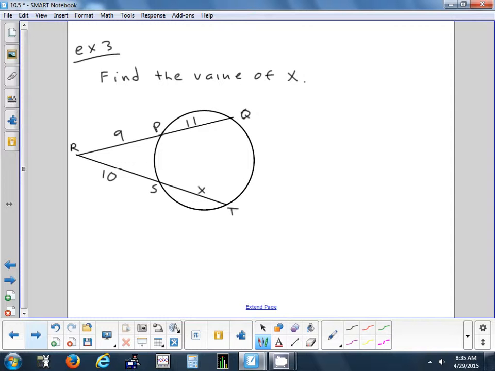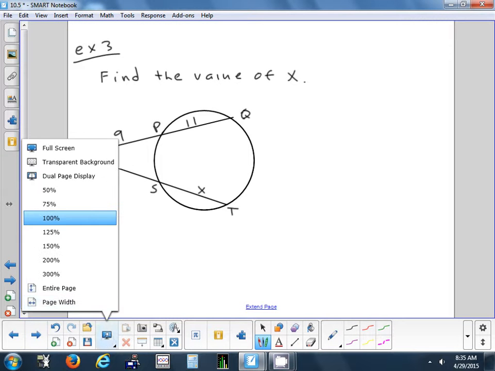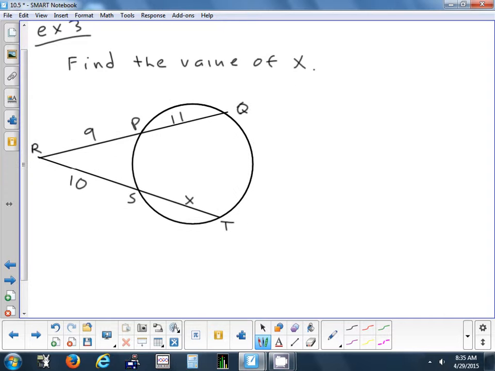All right, so here's the kind of problem you might see on a test. Find the value for x. For either theorem, all I try to remember in my head is length of the external part times the whole length equals length of external part times the whole length. If you've got a tangent segment, the external part and the whole length are the same thing. So you use it twice.